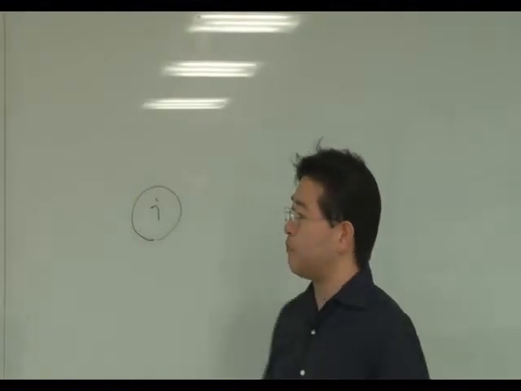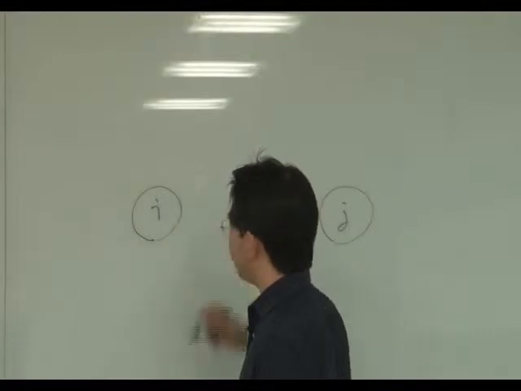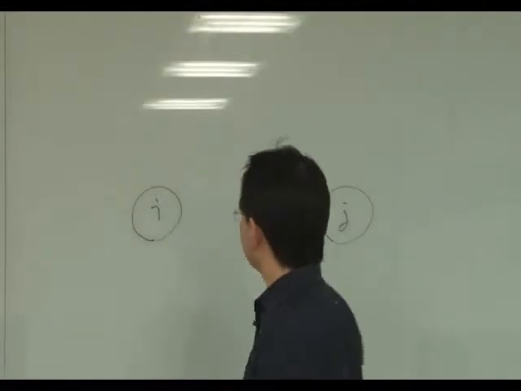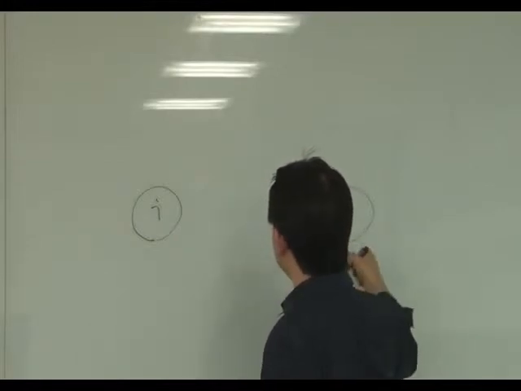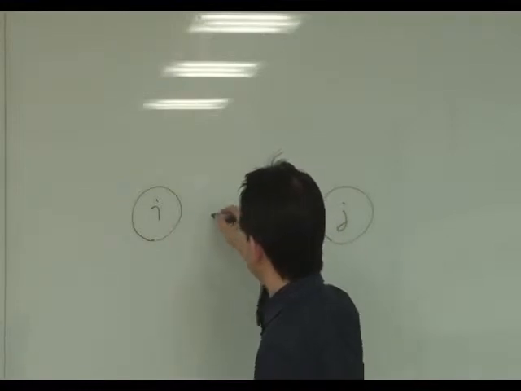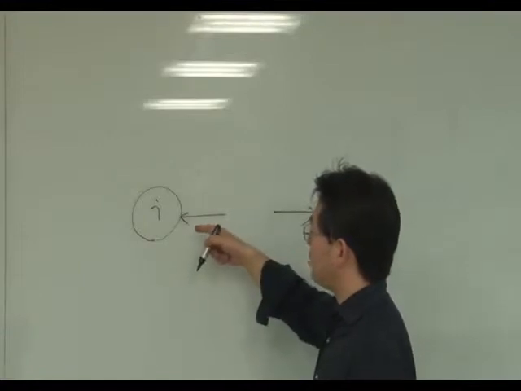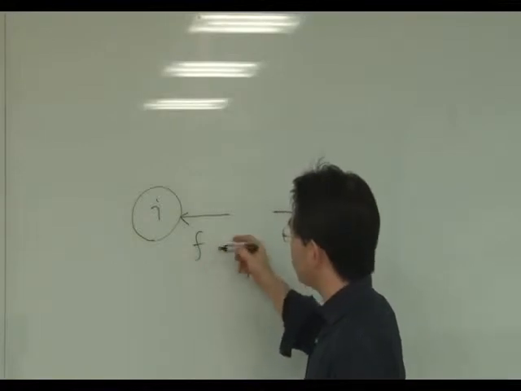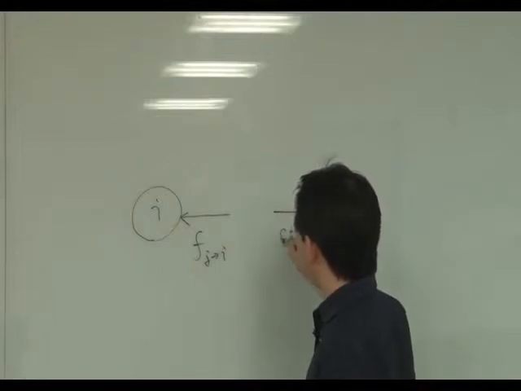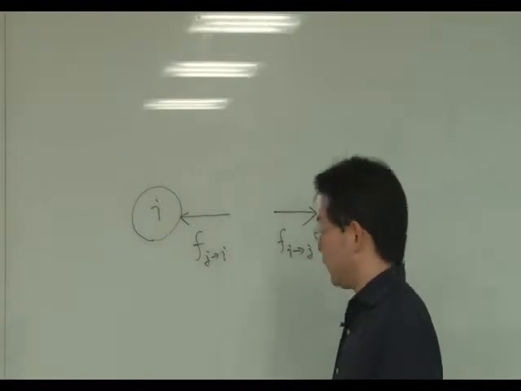If there are two particles, pressure force is usually a repelling force. So particle I pushes particle J, and also particle J pushes particle I. This is the force from J to I, and this is the force from particle I to J.